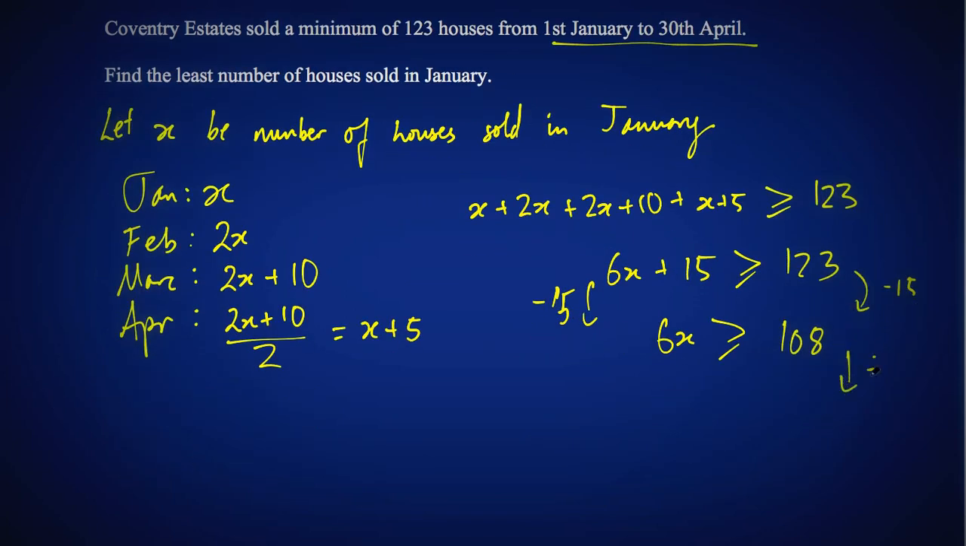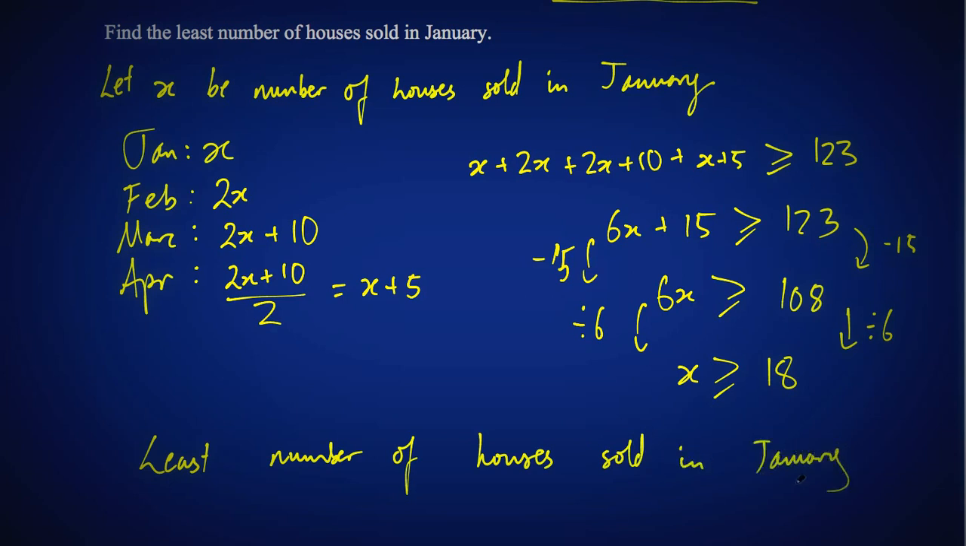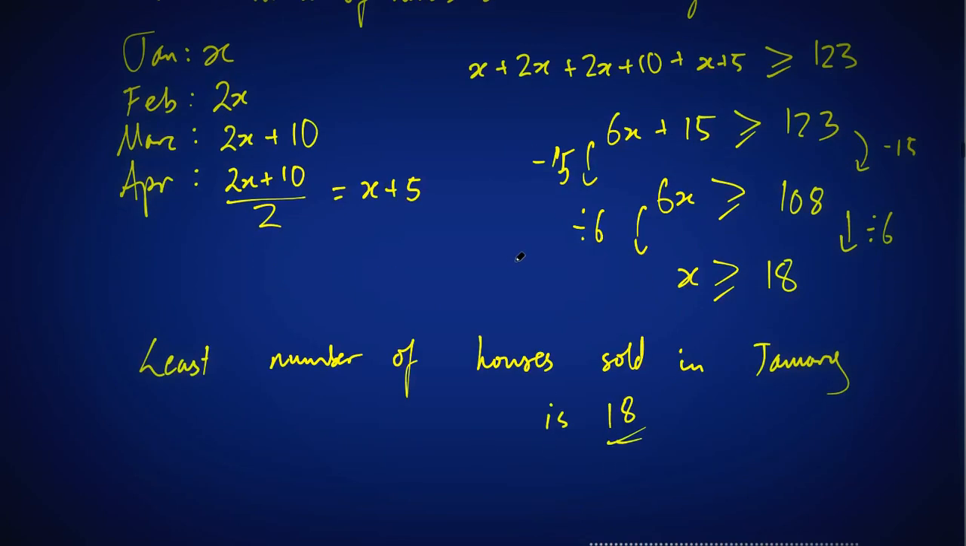Divide both sides by 6, and we get x is greater than or equal to 18. So that's telling us that if x is the number of houses sold in January, as we defined it, x is at least 18 houses. So the least number of houses sold in January is 18. I think 18 on the answer line would probably be enough for that.